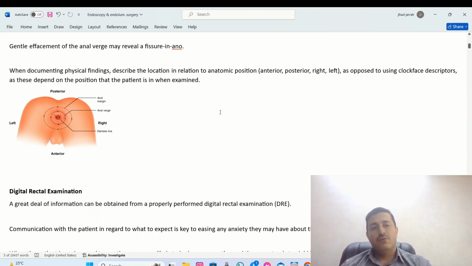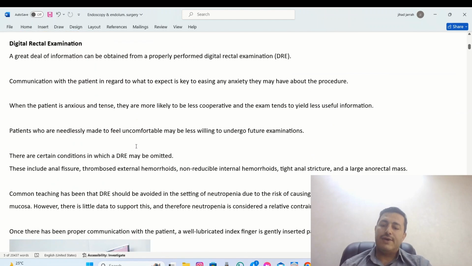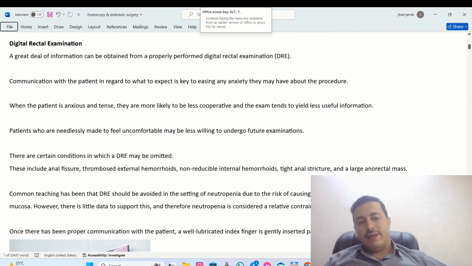I know that we frequently use the clock face description, for example, 12 o'clock, 3 o'clock, 6 o'clock, but it's better to say anterior, posterior, left, right lesion. Okay. Digital rectal exam.